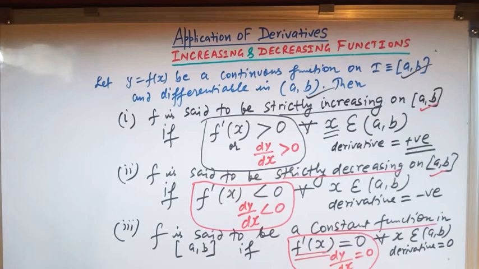Clear? So viewers, this is all about increasing and decreasing functions, and these are the rules how to claim whether a function is increasing or decreasing. Now viewers, we'll solve some problems and we'll find the intervals in which a particular function is increasing or decreasing or neither increasing nor decreasing. Clear?